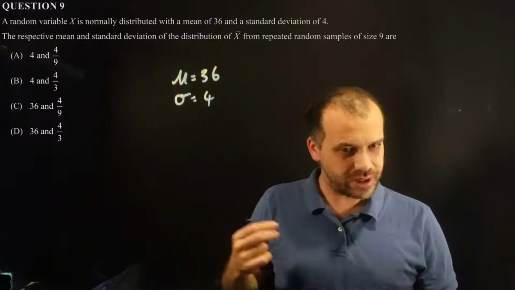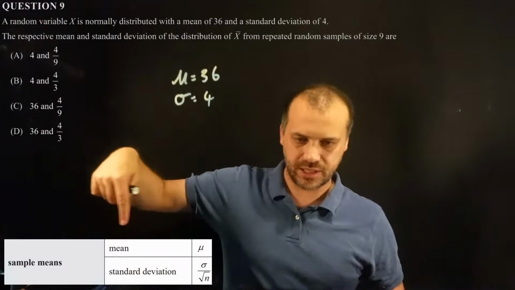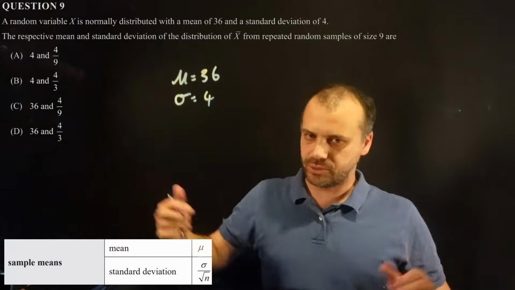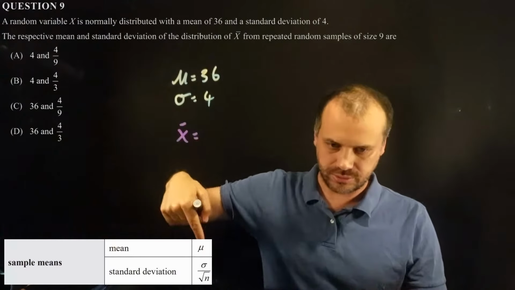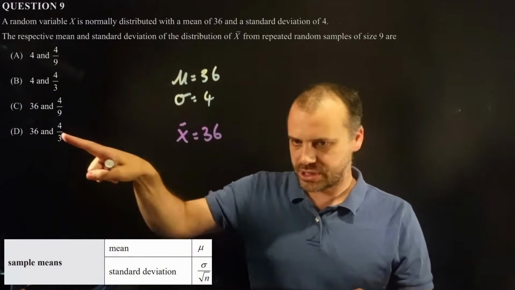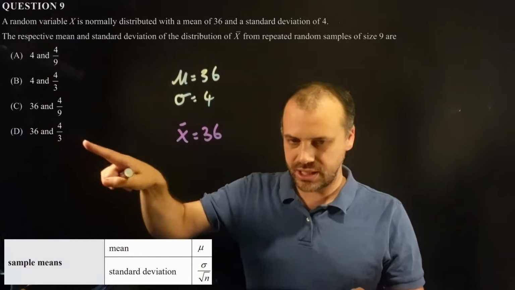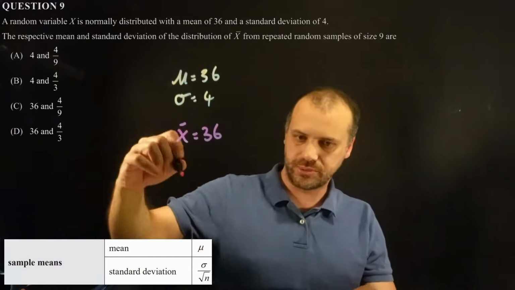So we're talking about sample means here, and I've got a nice little formula here. The mean of the sample means, we use x bar for that, and it's just equal to mu. Could not be simpler. It's 36. So that brings our answer to C or D, and then the question is, how do we find our standard deviation of the sample means?